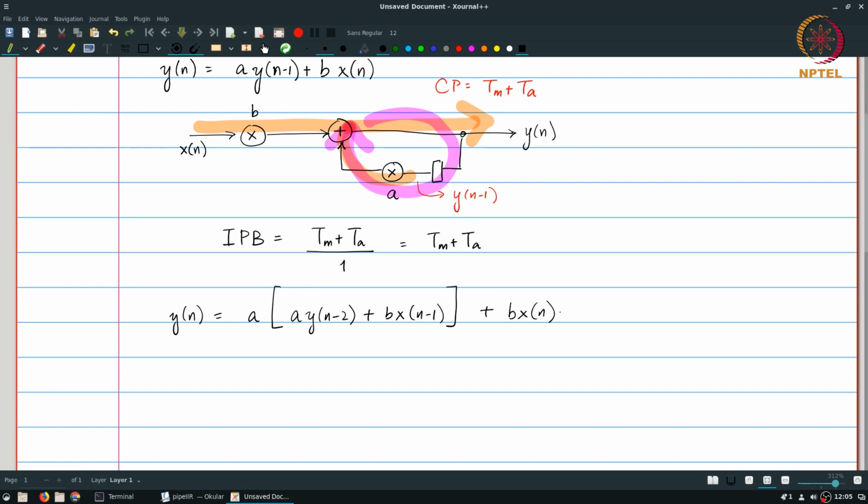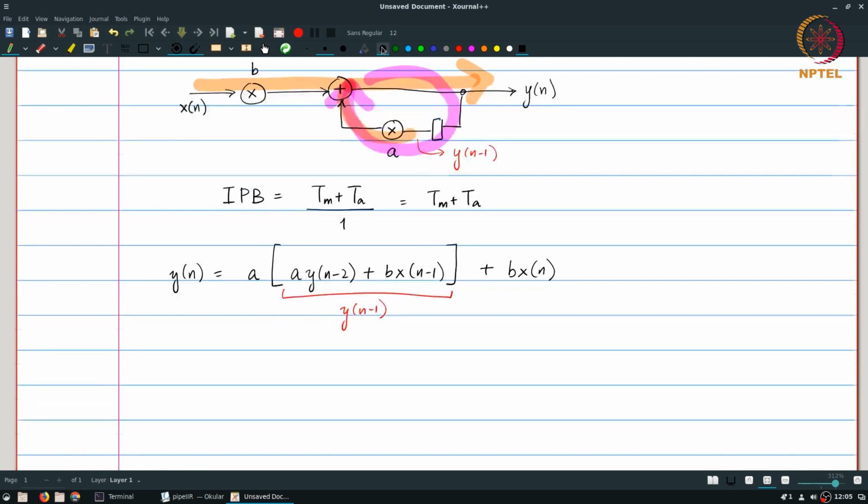So in other words, all that I have done over here is to replace the term y of n minus 1 by its expansion out here. Now let's further simplify this expression. What we get is a square y of n minus 2 plus ab x of n minus 1 plus b x of n.